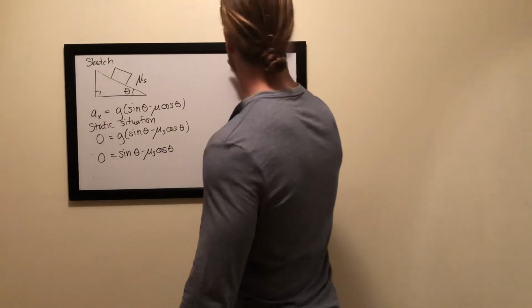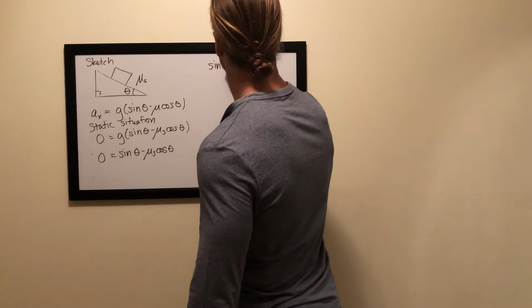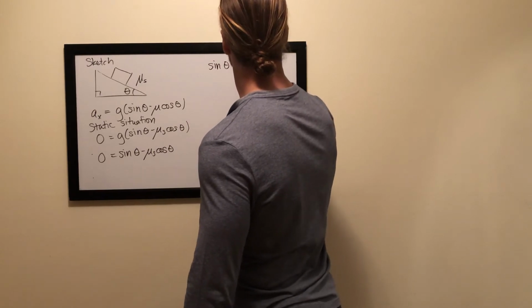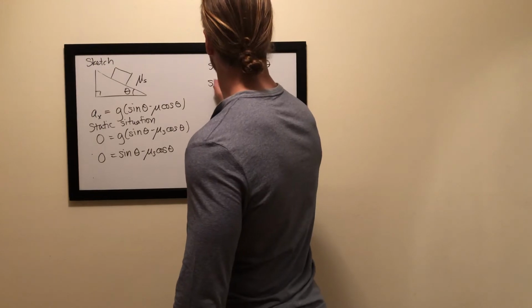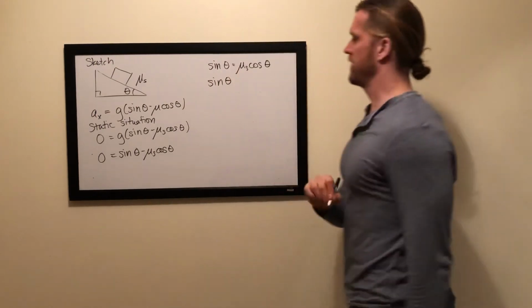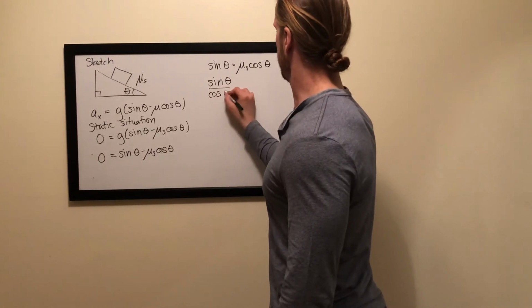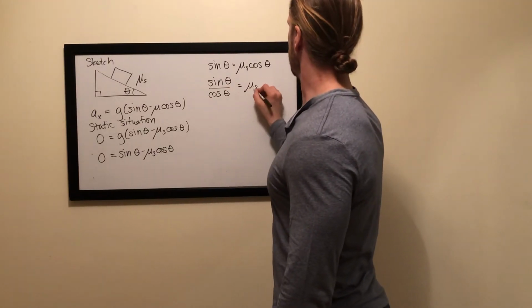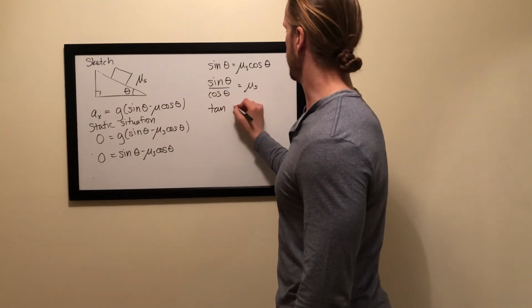Now we can do some more algebra. Sine theta equals mu cosine theta. Sine theta divided by cos theta equals mu. Sine over cosine is tangent.